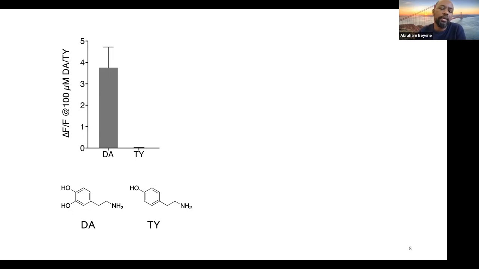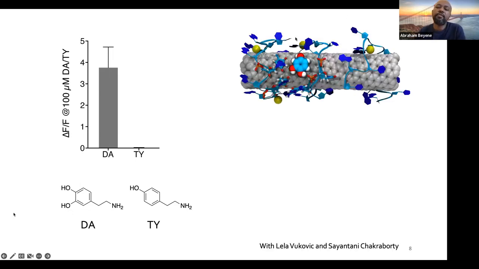So why does this happen? Now, one of the ways we try to rationalize this is, we can't really create crystal structures for these systems. We can't study them in that way, but we can study them in these modeling systems by collaboration with labs that do a very good job of this.